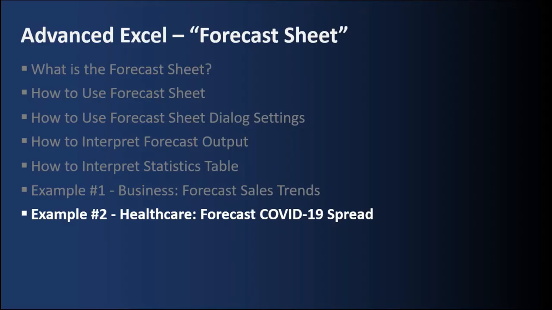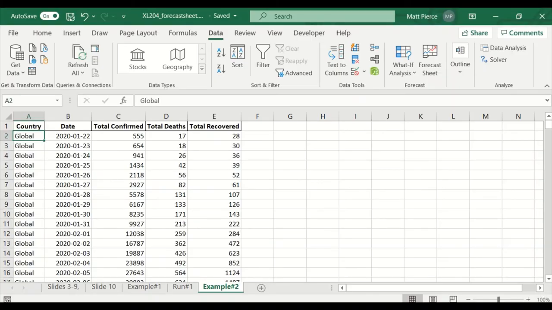And finally, example number 2, taken from the healthcare field, how to forecast the COVID-19 spread. So I found good sample data out on Kaggle, and I'll put the link in the descriptions below so you can go grab it out of the YouTube descriptions. But it does healthcare related data. It's time series data. It's the COVID-19 global rates for the pandemic in 2020.